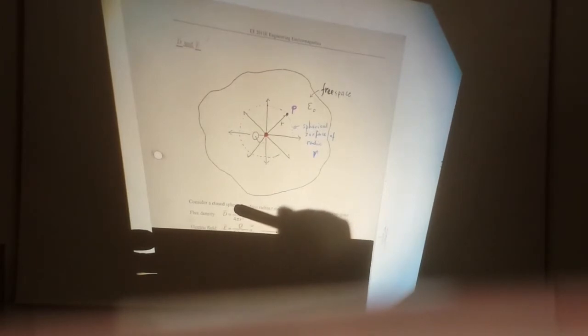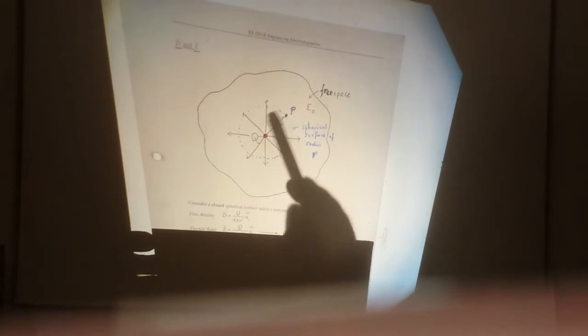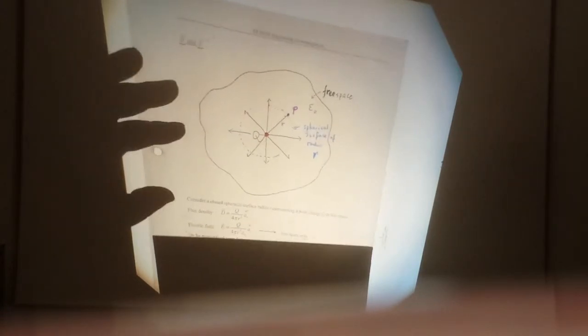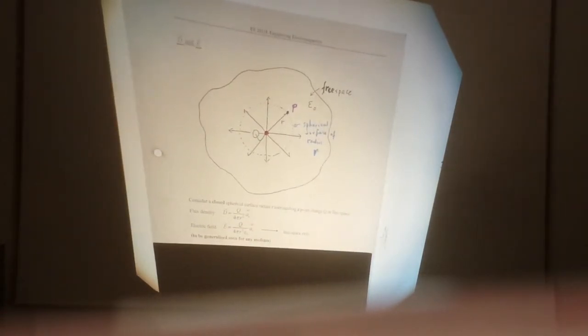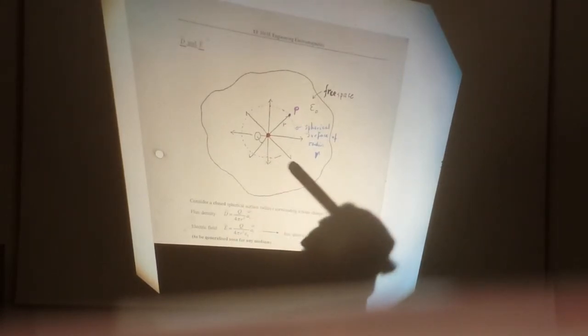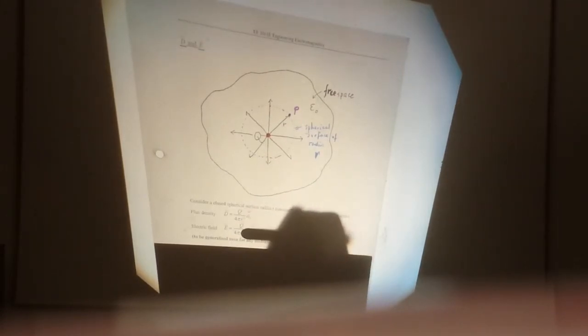The total flux is the charge Q over the area. The area of the sphere surface is 4 pi r squared. Therefore, I want to find the electric field. D and E are connected by epsilon r. If this is air, epsilon r is 1, I get this. So I see here, this is the answer.